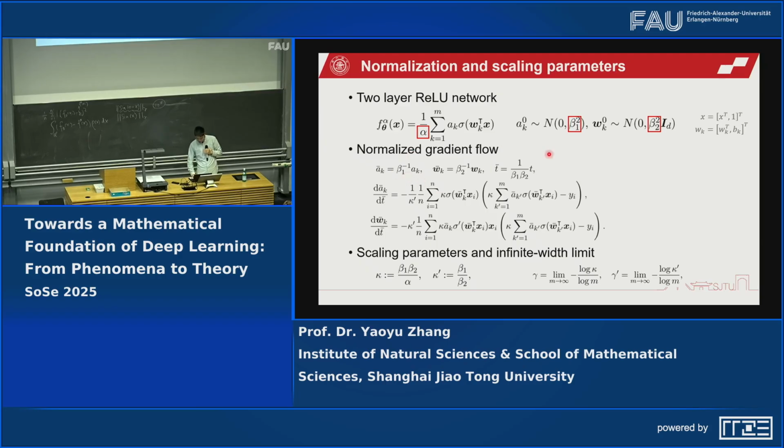therefore, after all this renormalization, we can identify that there are only 2 degrees of freedom for these 3 different hyperparameters. And what we choose is this beta 1 times beta 2 divided by alpha as our first factor, and this beta 1 divided by beta 2 as our second factor. And only these 2 are enough to determine the training trajectory at the infinite width limit.